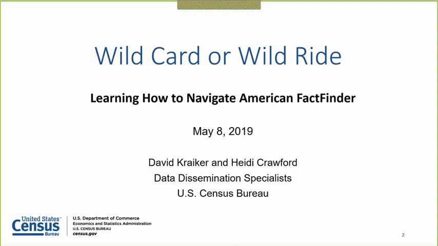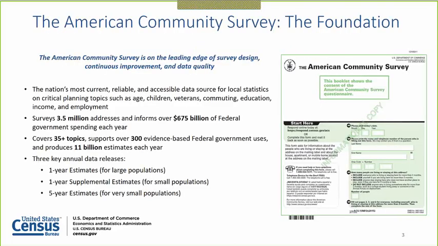So to begin, I'd like to just provide a little bit of information about the American Community Survey. So the American Community Survey, or as we like to say, the ACS, because we love our acronyms at Census, samples approximately 3.5 million addresses annually, which comes out to about 290,000 addresses per month. And these data are collected continuously throughout the year to produce annual social, economic, housing, and demographic estimates.